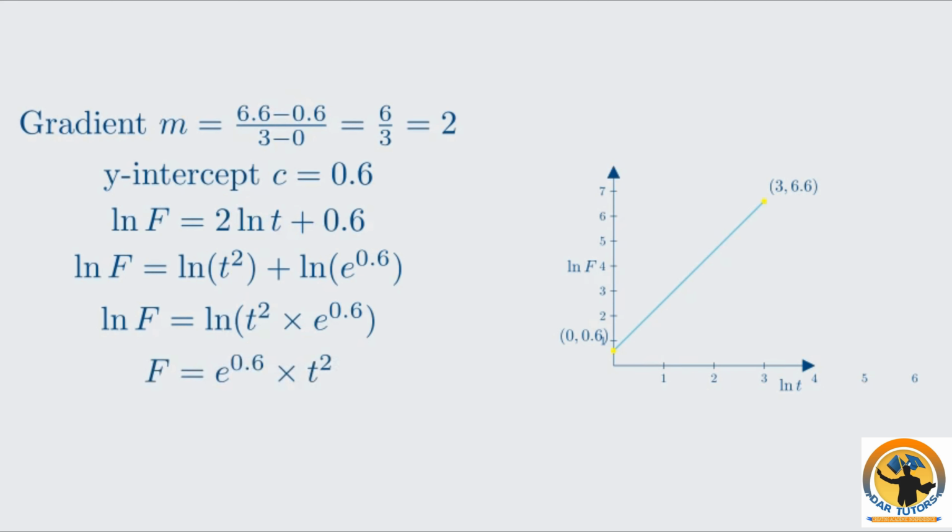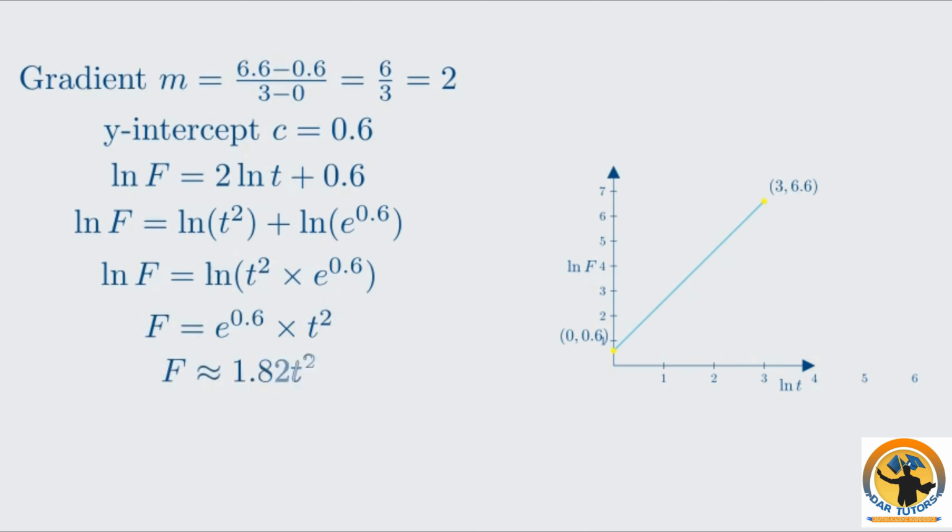Finally, we exponentiate both sides with base e to remove the logarithms. f equals e to the 0.6 times t squared. Calculating e to the 0.6 gives approximately 1.82. Therefore, the power model is f approximately equals 1.82 times t squared. We've successfully derived a power model from a linear graph of transformed variables.